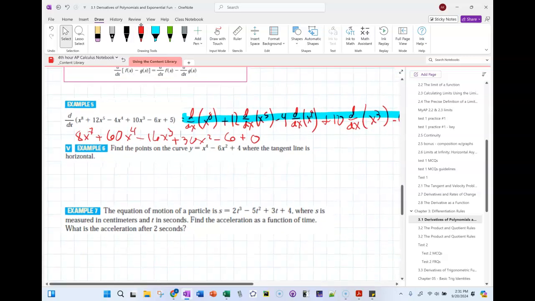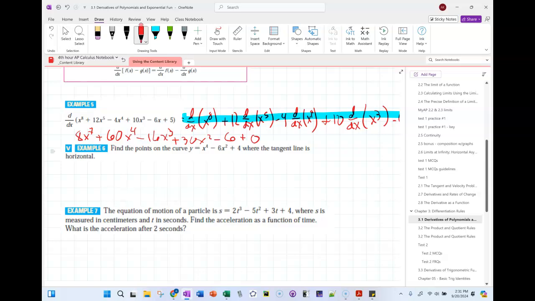All right. It says, find the points on the curve, y equals x to the 4th minus 6x squared plus 4, where the tangent line is horizontal. What tangent line is horizontal? What's that mean? Slope is 0. So I want to find where y prime is equal to 0. Okay, who can tell me what y prime is equal to?